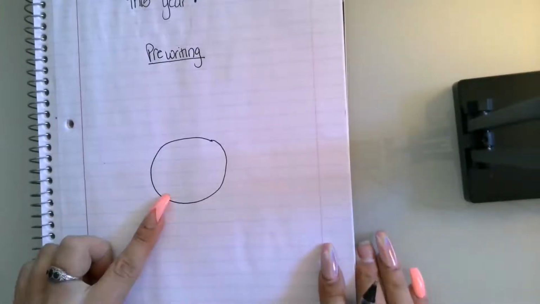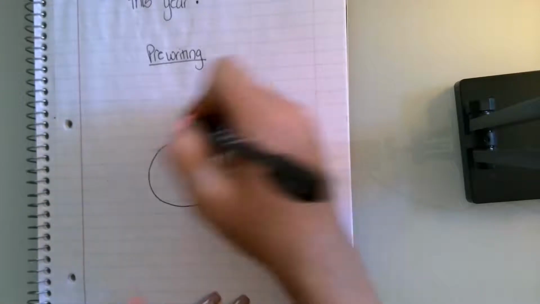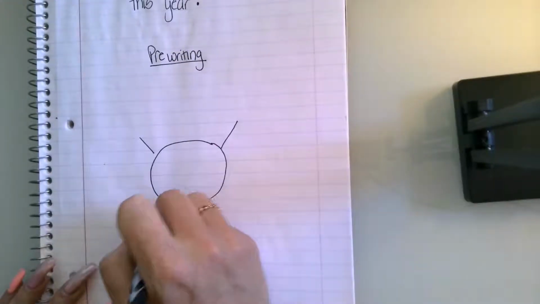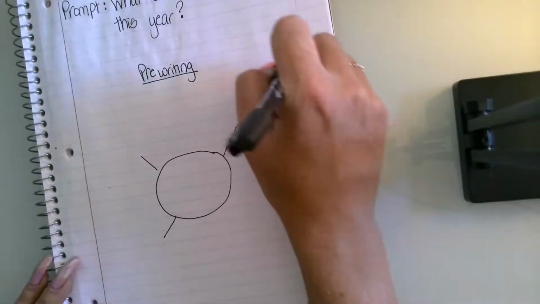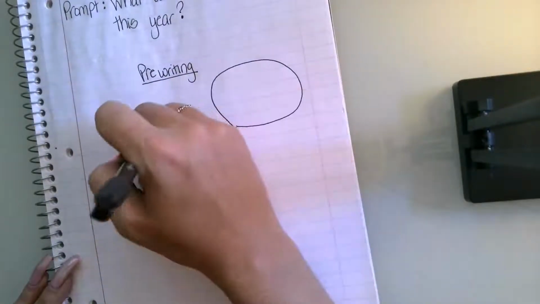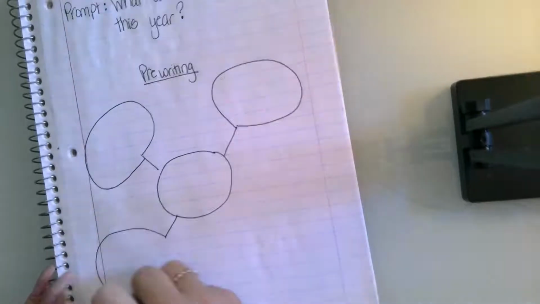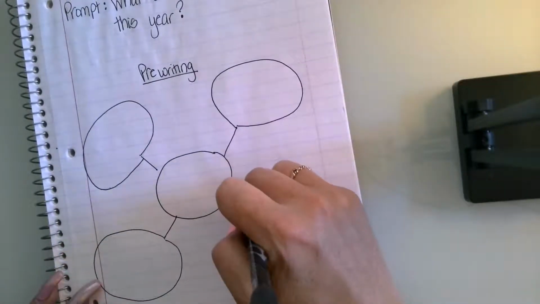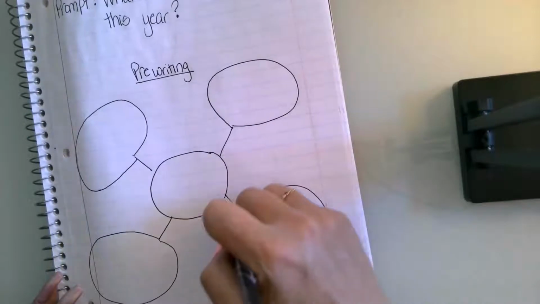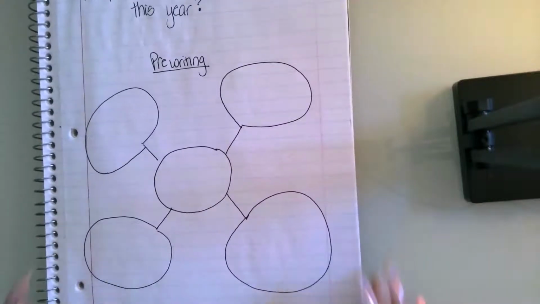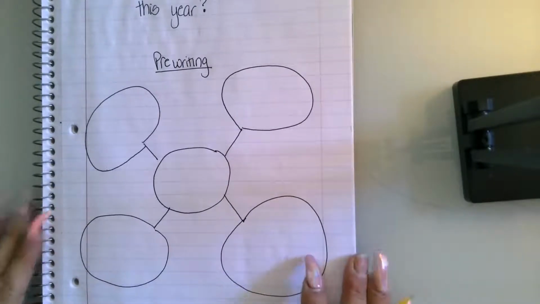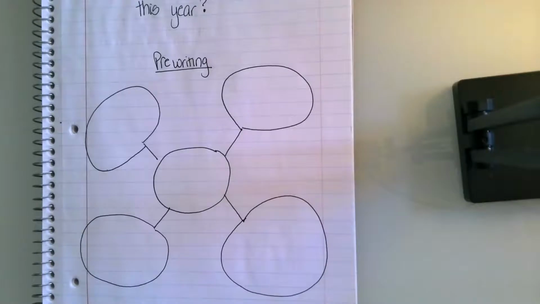So always your pre-writing, you're going to have a circle, and my circle is imperfect, but that's okay. You're going to have your main idea in the center. You're going to do three details. And you want to make these relatively big circles so you can get some information in them, okay? And your last circle is going to be your conclusion, which we worked on last year, okay? So none of mine is perfect. Yours shouldn't be perfect either. And I know I'm demonstrating with a pen. That's so it's easier for you guys to see in your video, but you should be using a pencil.